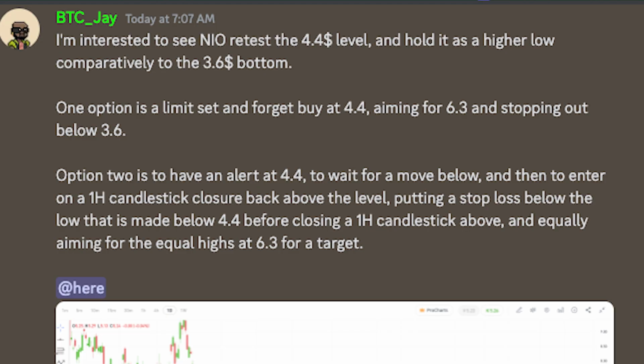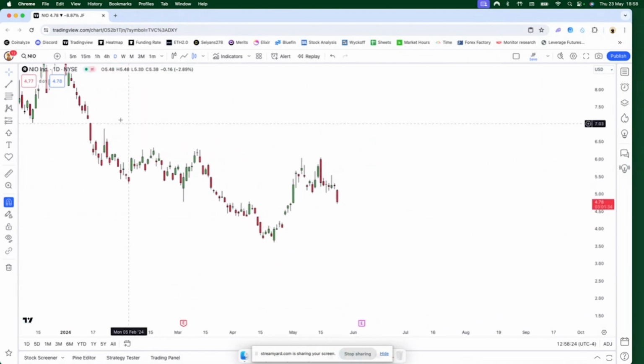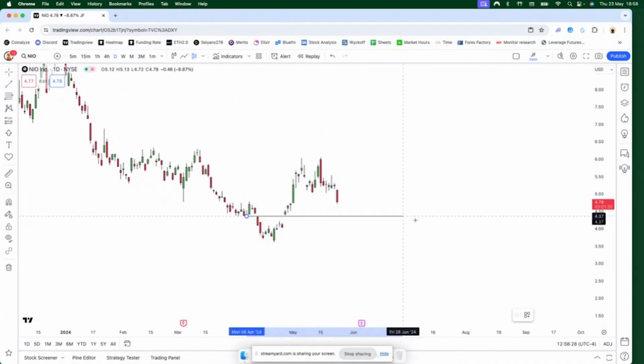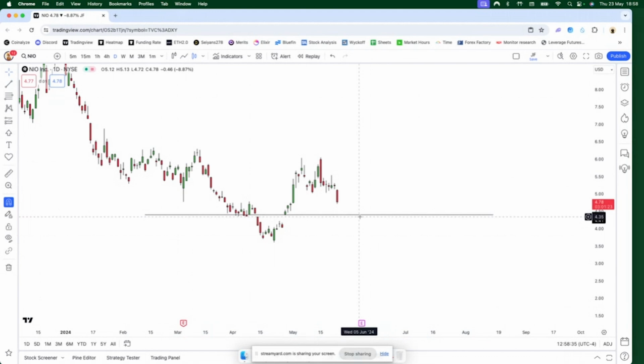So this is zoomed in on the last couple of months and days, right? So this is the chart. What I am thinking is to get an entry based off of this level here, 4.37, but really you can take 4.4. So I'm going to put it up to 4.4, nice round number. I'm thinking to myself, you put an alert at 4.4.